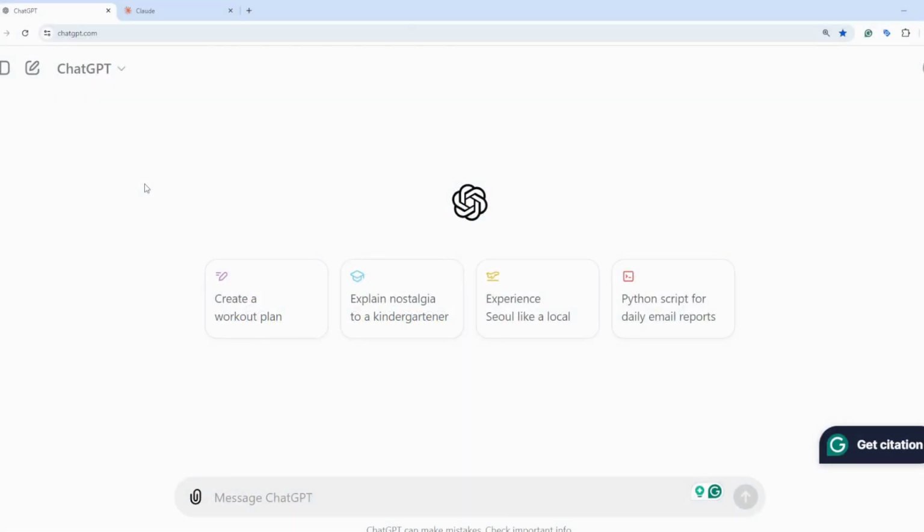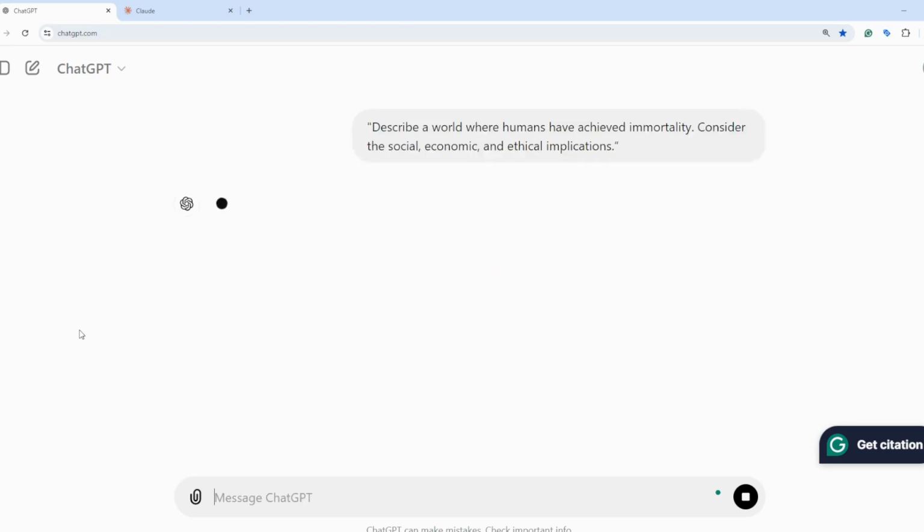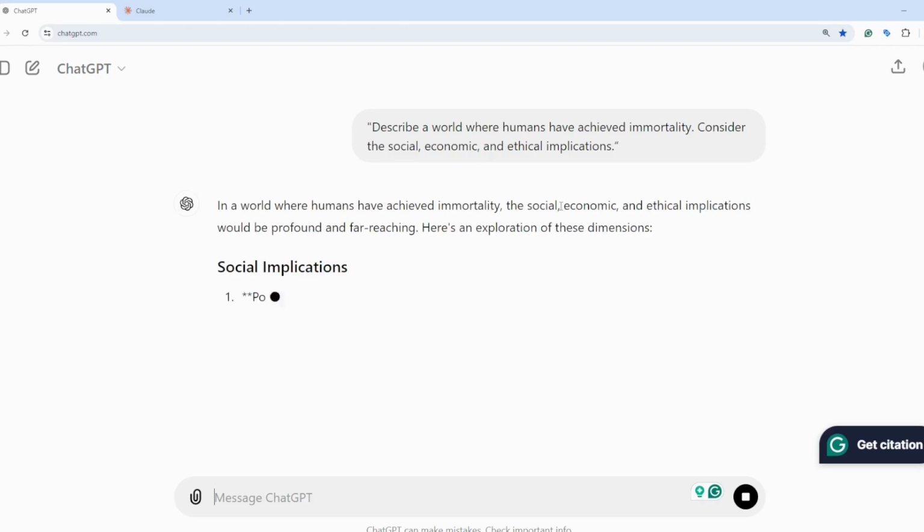Welcome to the lab for module 2. Here we will be looking at all the examples for all the different types of prompts. Let us first see the open-ended prompt. We saw this one: describe a world where humans have achieved immortality. Consider the social, economic and ethical implications. Let me give this prompt and let's see what it gives me.